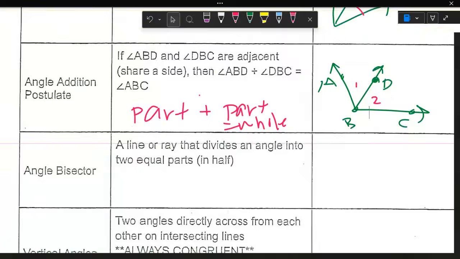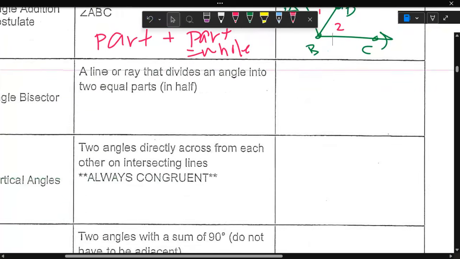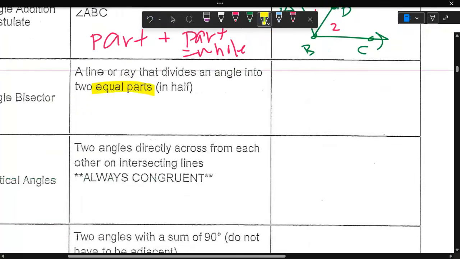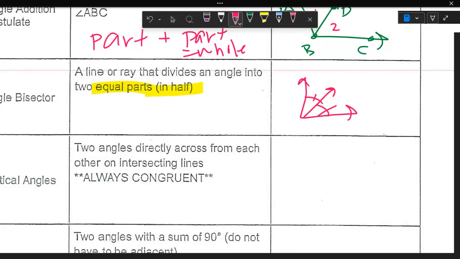Angle bisector. A line or ray that divides an angle into two equal parts, in half. So here we go. But we can mark it like this to show that the tick marks tell us that it is divided in half. Okay.